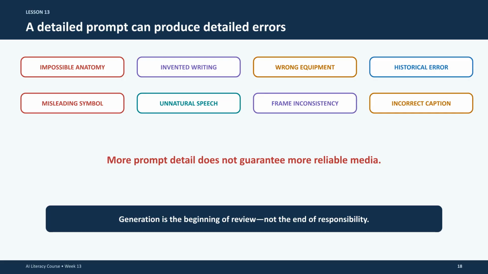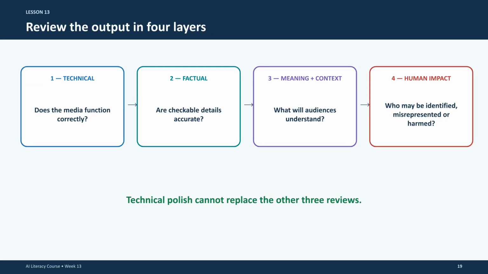Remember, the generation of a file is only the beginning of your review, not the end of your responsibility. Review your output using 4 distinct layers: start with technical function, proceed to factual accuracy, evaluate meaning and context for your audience, and finally, consider the potential human impact. Technical polish is vital, but it never replaces the need for these other critical reviews.